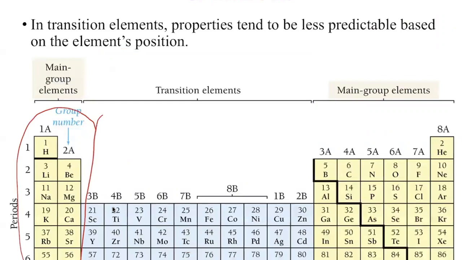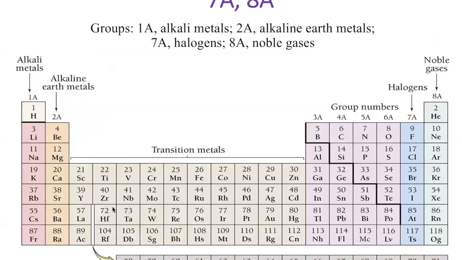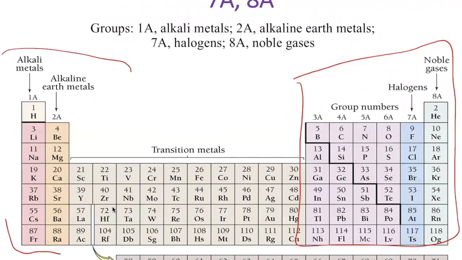Now, within the main group, we are going to have some names. So this part is still the main group, the one that I'm circling in red. Still the main group. Here, you see that the first group is actually called alkali metals. The second group is called alkaline earth metals. Group 8A is called noble gases, and 7A is called the halogens. Sometimes 6A is called the oxygen family. Okay.